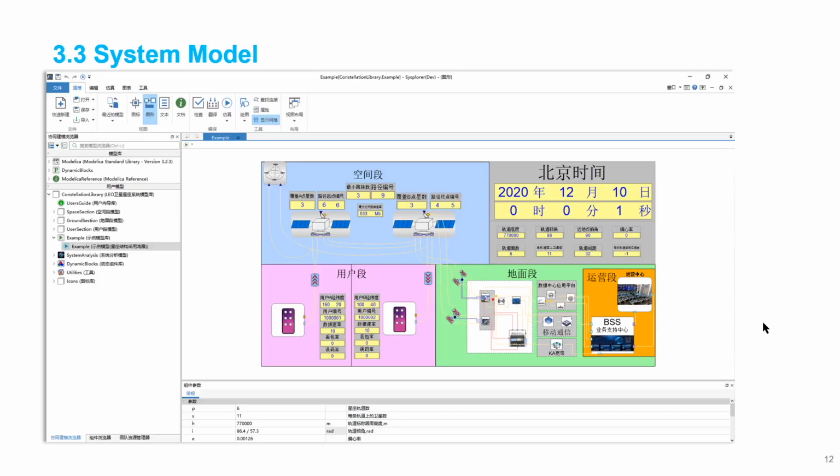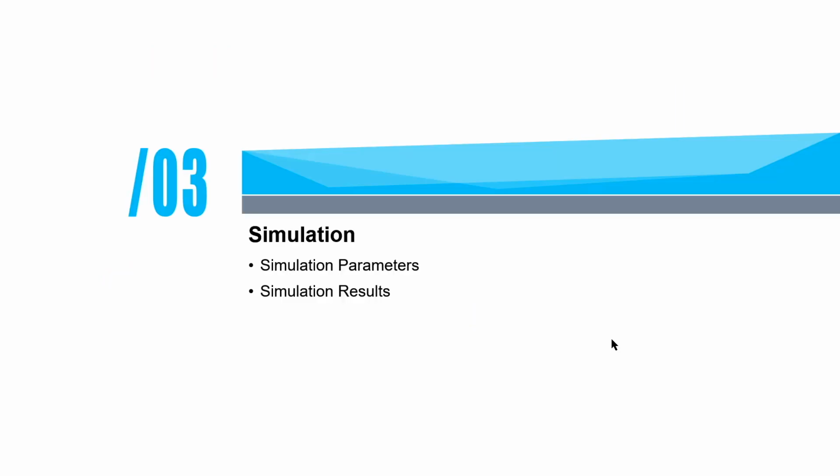And here is an example system model of low Earth orbit satellite constellation, which is established in the multi-domain simulation environment MWorks. MWorks provides management of models and integrative solvers, which supports Modelica Standard Library version 3.2. In the third part of this presentation, I will showcase some simulation results.